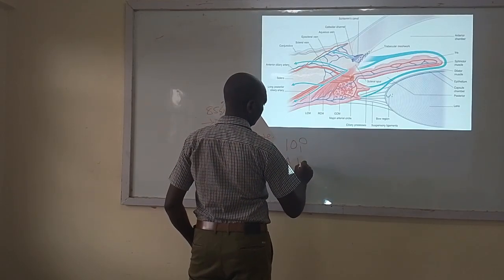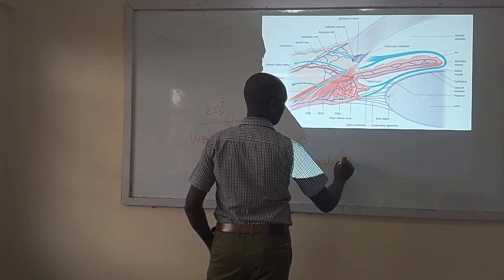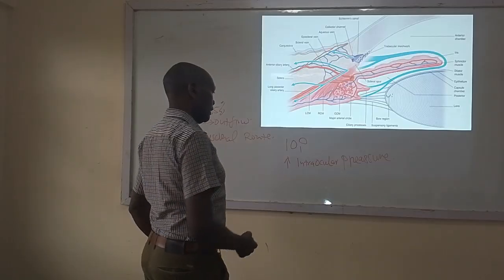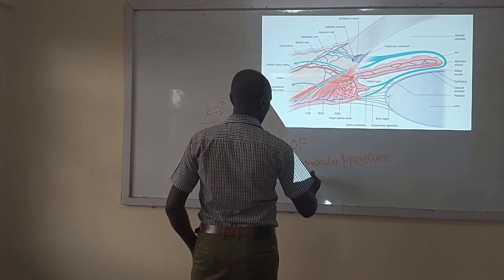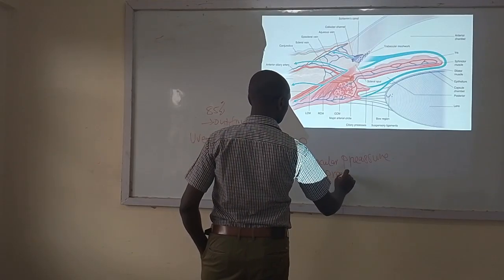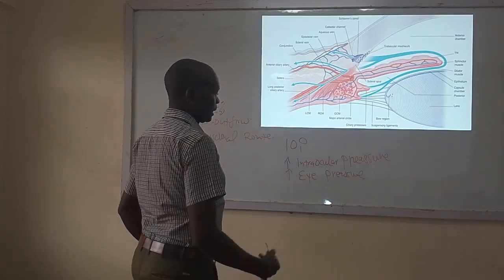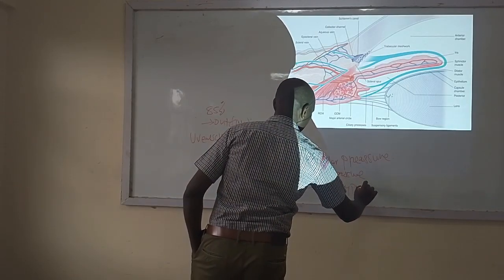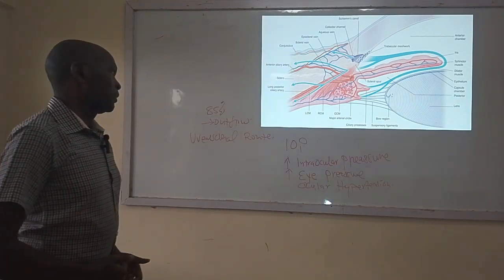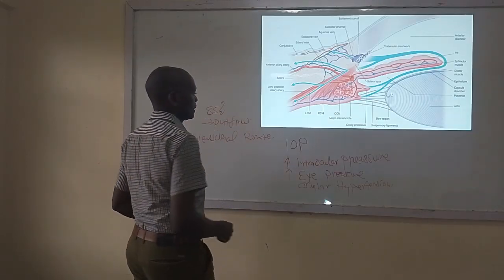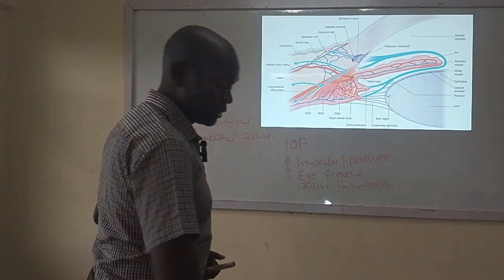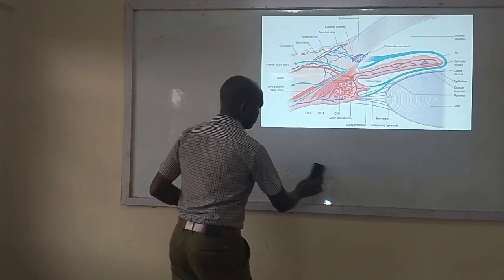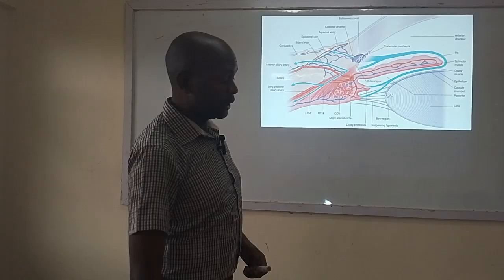That pressure is what we are referring to as increased intraocular pressure. This increased intraocular pressure is what we also refer to in layman language as high eye pressure. Sometimes you can refer to it as ocular hypertension. This is IOP. IOP is increased intraocular pressure. So that is basically what happens in this process that leads to what we're referring to as increased intraocular pressure.